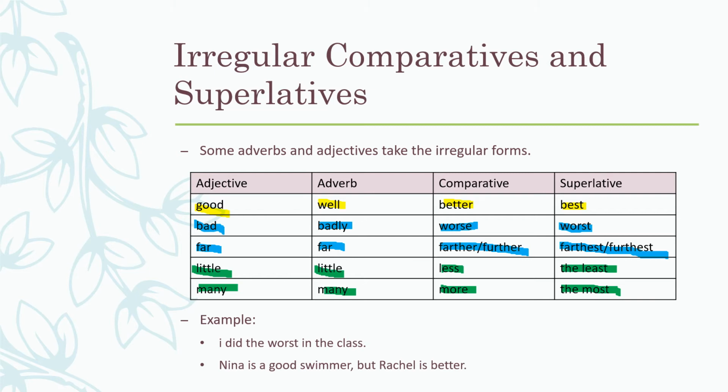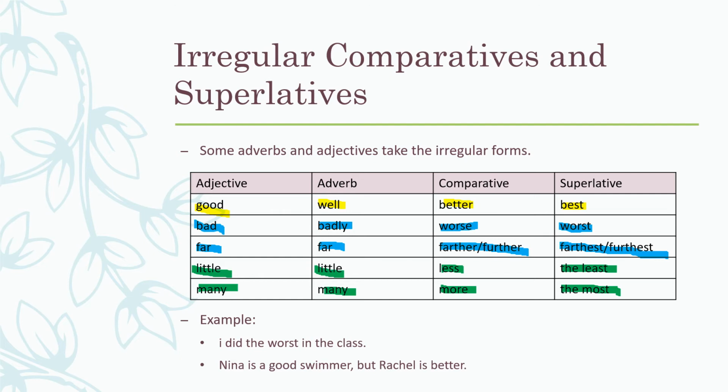Nina is a good swimmer. Rachel swims better than Nina, but Rahul is the best swimmer of all. So I use the superlative form as well. So these are irregular forms, only for these adjectives and adverbs.